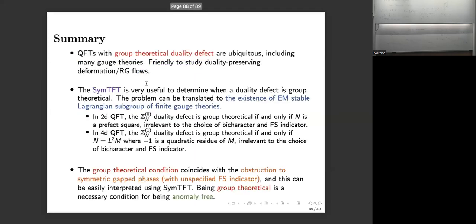Let me just summarize here. The first statement is that QFTs with group theoretical duality defects are ubiquitous and friendly to study RG flow. Second, the symmetry TFT is useful in determining when the defect is group theoretical. And lastly, being group theoretical is related to the statement about the anomaly, or the obstruction to duality preserving gapped phases. Yeah, that's it.